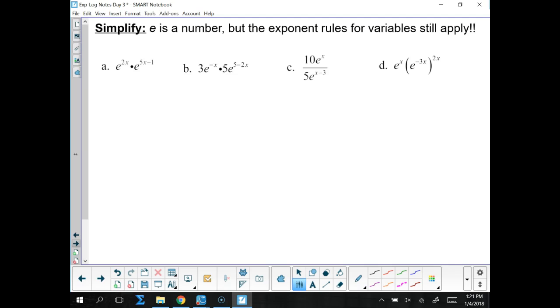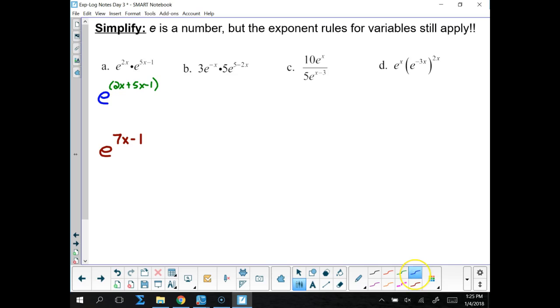I add those powers. So that's going to be e, my base, to the 2x plus 5x minus 1 power. Well, what's 2x plus 5x minus 1? 7x minus 1. So this simplifies down to e to the 7x minus 1 power. Okay? You now try the other three, knowing that you know how to do all of them.